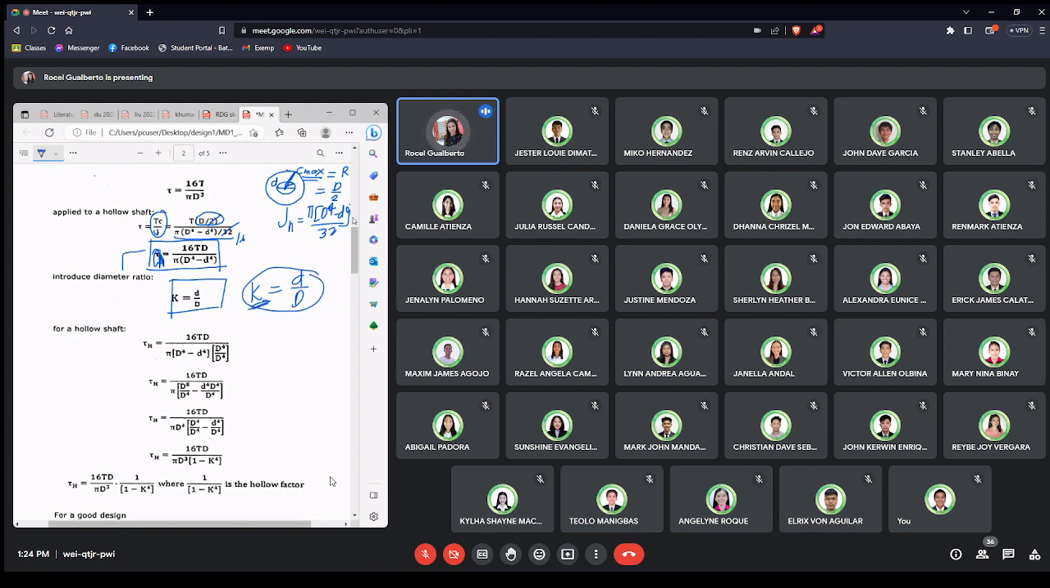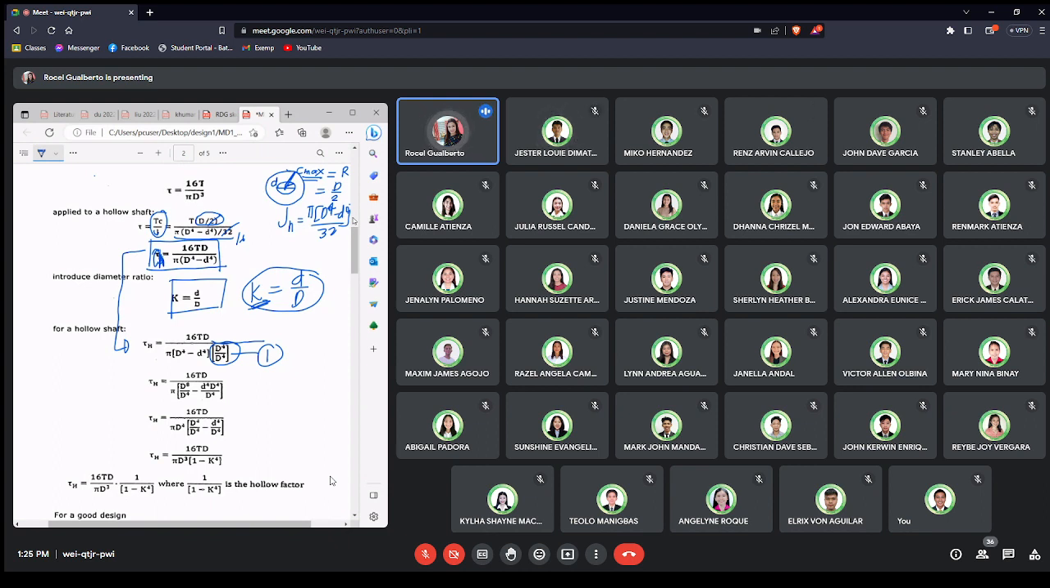So, ang kukunin po natin would be the equation for the hollow shaft. Okay? So, you have here the equation 16 TD over pi quantity D to the fourth minus d to the fourth. Ano po ang ginawa natin? We simply multiply po yung kanyang denominator by D to the fourth over D to the fourth. This is simply equal to 1. Diba? D to the fourth over D to the fourth is 1. So, ibig sabihin po, kahit i-multiply natin ito, it will not affect the value. Tama po ba?